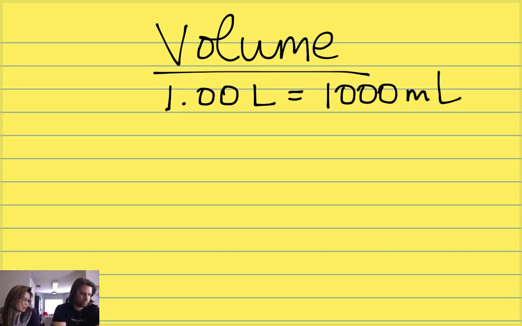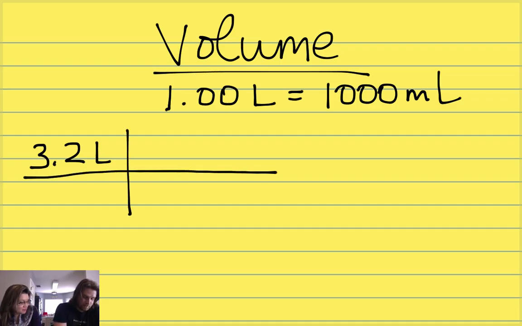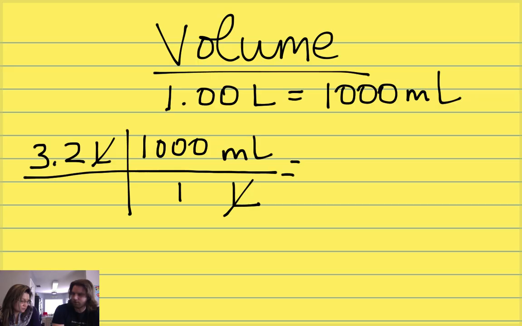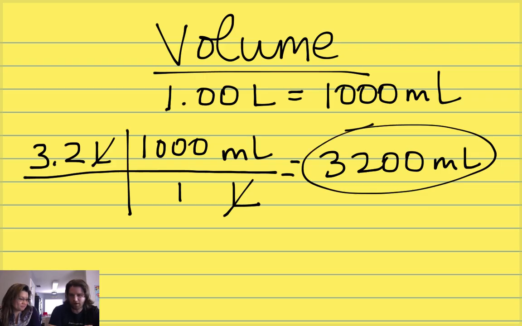So if I have 3.2 liters of coffee, my favorite. That's about what I drink every day. All right. So if I want to know how many milliliters that is, I'm getting rid of liters and I want milliliters, so milliliters go on top. I know that there are 1,000 milliliters in 1 liter. Liters cancel out. 3.2 times 1,000 divided by 1 gives me 3,200 milliliters.